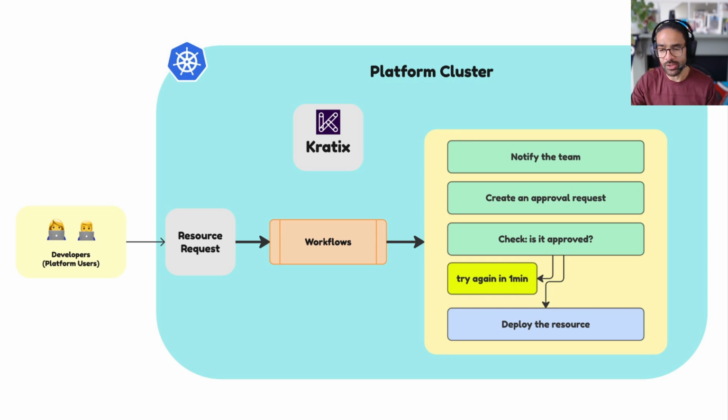You can implement exponential backoffs. You can do whatever you want in here. But you basically tell Kratix, hey, try again after a period of time. Then Kratix will do that and kick off the job again for you after that period of time. Eventually, that check will pass, and then you can deploy the resources.